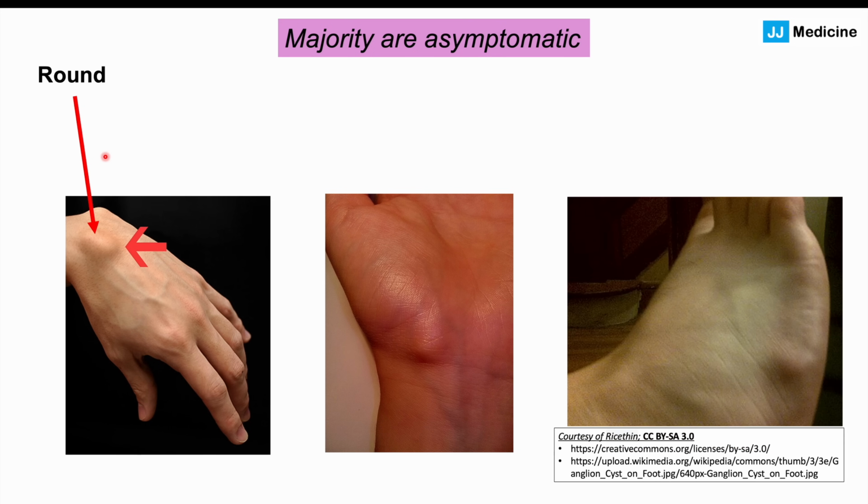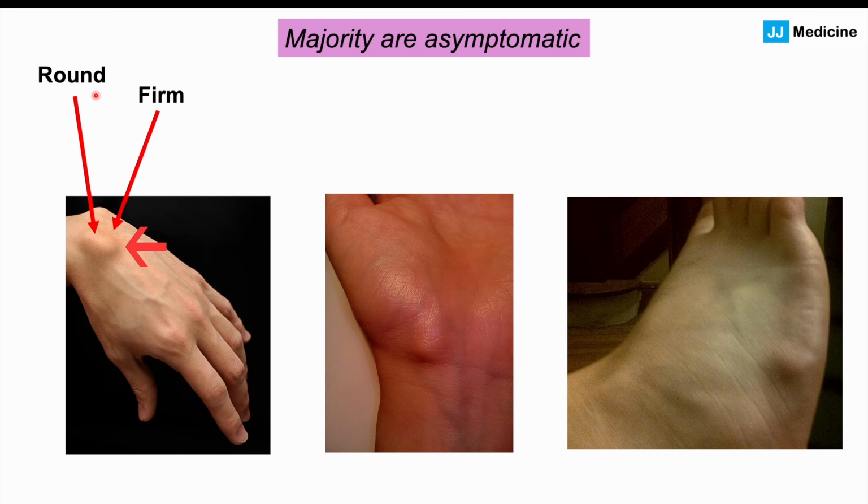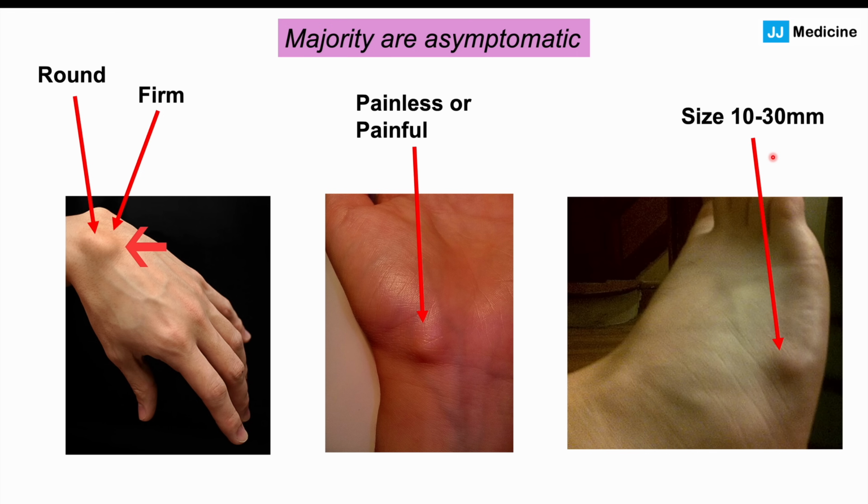And if we were to describe some of their characteristics, these ganglion cysts are going to be round in shape. They're going to be oftentimes firm. Sometimes they can be soft. It depends on how long they've been there. They're going to be most often painless. So unless you were to really push on them hard, they're not going to be painful, but in some cases they can be. And if you were to really press on them, they can be tender to touch in some cases. And then their size is often going to be anywhere from 10 to 30 millimeters in diameter.